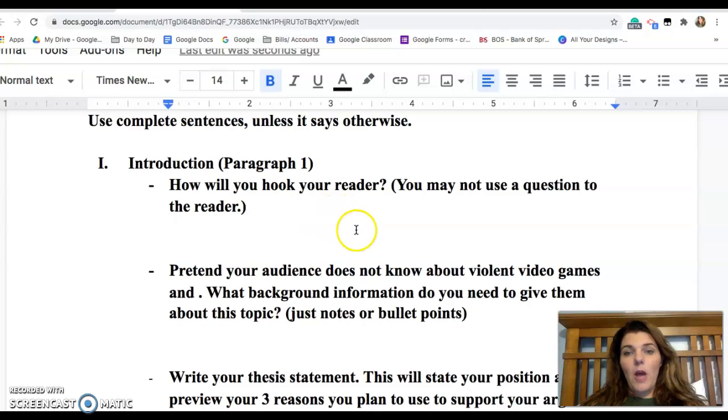First off, you want to know how you're going to hook your reader. You may not use a question to the reader. You guys are in 8th grade, I do not want, do you know about violent video games? Or do you think violent video games are harmful to teens?